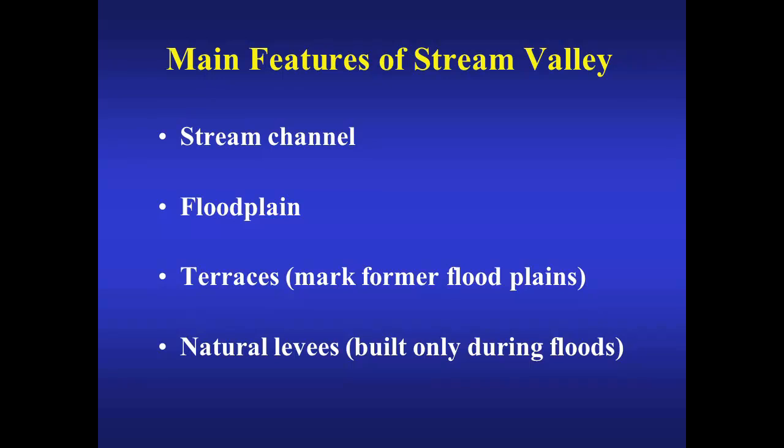The main features of a stream valley include the stream channel and the adjacent floodplain. We may also find terraces, which mark former floodplains, as well as natural levees, which, as we saw before, are built or constructed along the edges of the channel during flooding episodes.